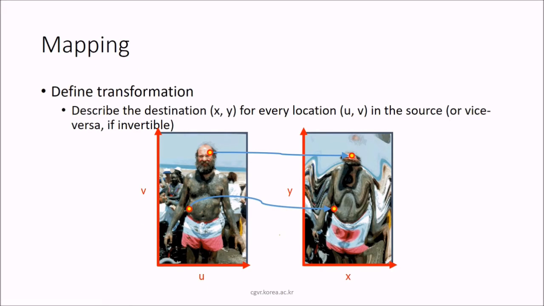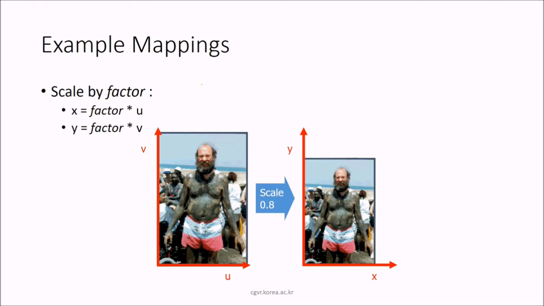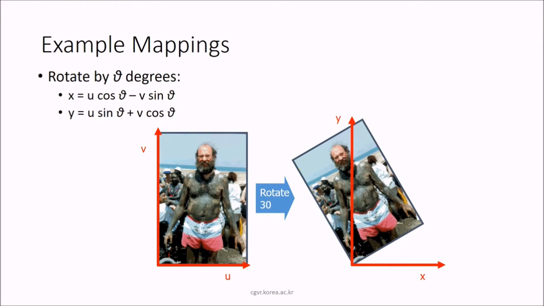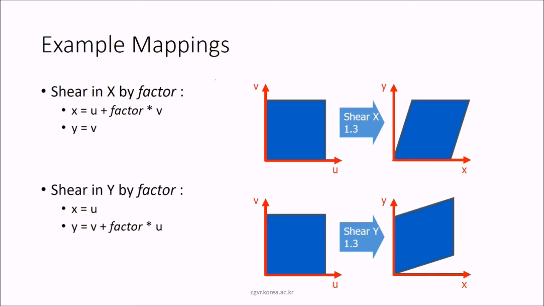What mapping is: we define a transformation. We describe the destination xy of each location uv, meaning for each location uv we define the output location, or vice versa if you want to invert it. You can also scale by some factor. You can easily multiply by some scaling factor and reduce it. This is an example of mapping. You can also rotate it by some angle theta, as we have already covered.